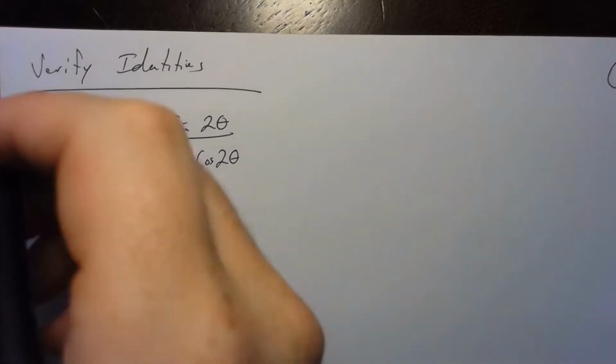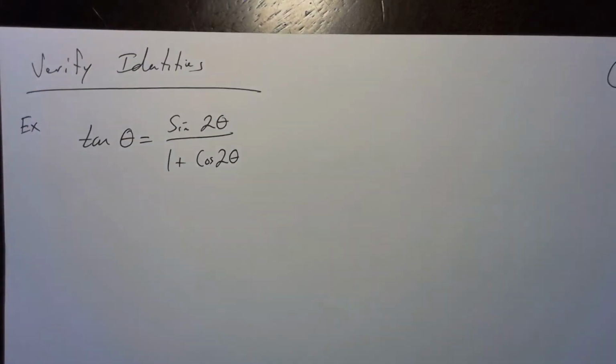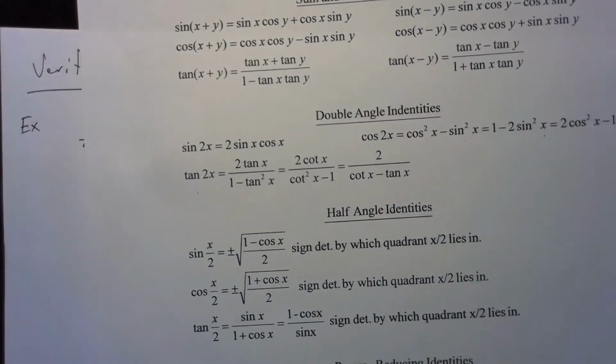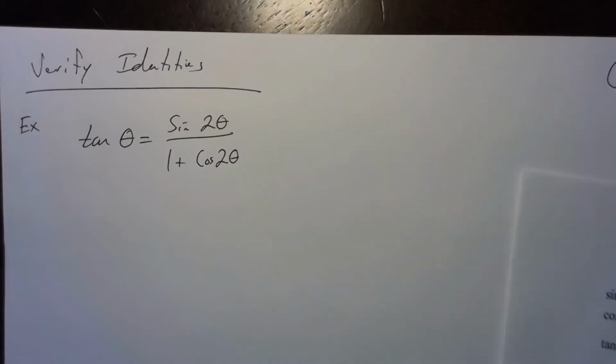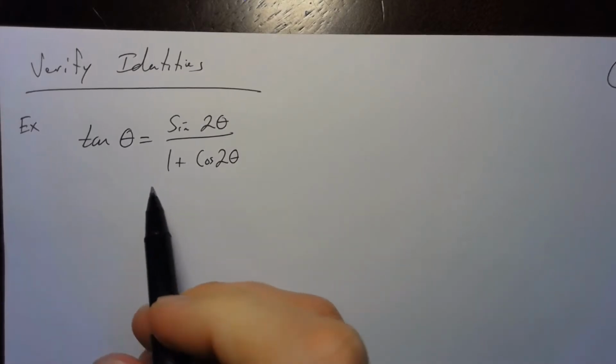So the first identity we're going to verify is that the tangent of theta equals sine of 2 theta divided by 1 plus the cosine of 2 theta. You'll notice that if we look at our identity sheet, that is not an actual identity anywhere on this paper. So what we're going to have to do is come up with a set of potential steps that will help us get to the conclusion that these two sides of this identity are actually the same.